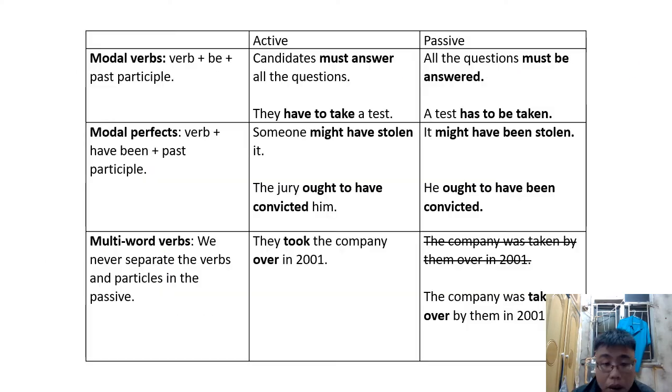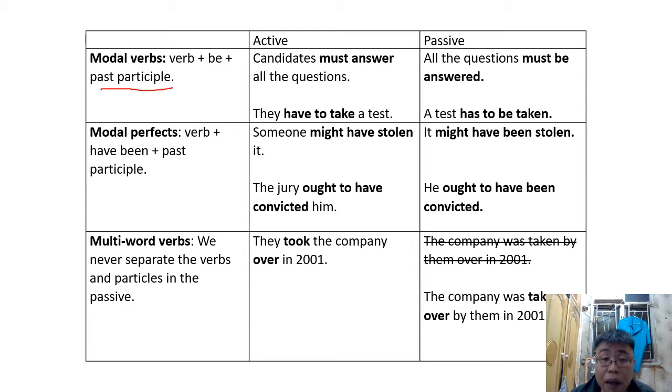Next. This table shows how to use modal verbs in passive sentences. In the first category, we can use modal verb followed by verb to be, and then the past participle.